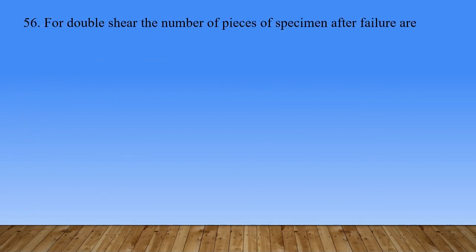Question number 56. For double shear, the number of pieces of specimen after failure are option A 1, option B 2, option C 3, option D 4. The correct answer is option D, that is 3.